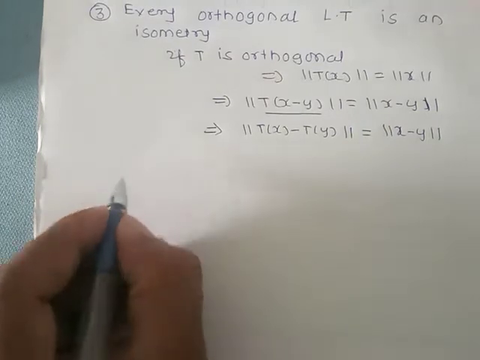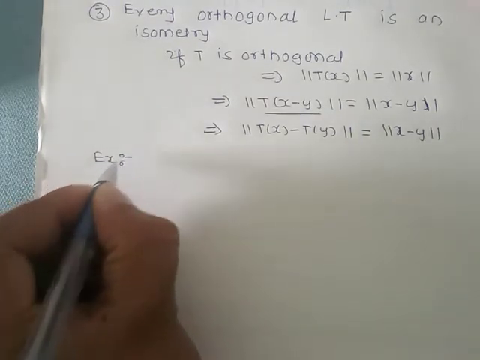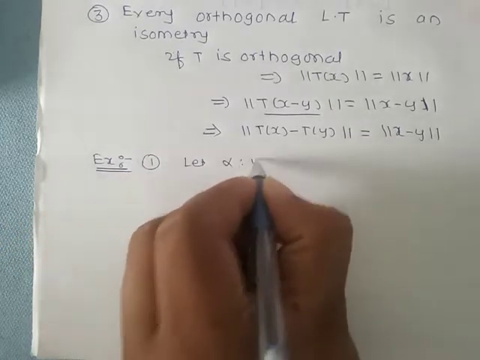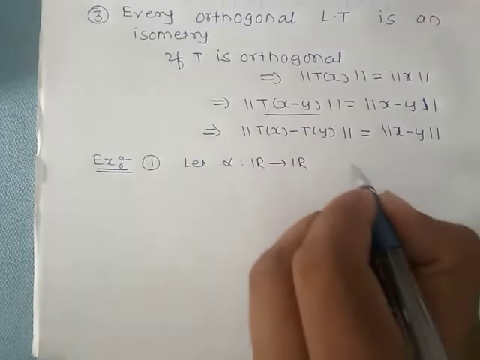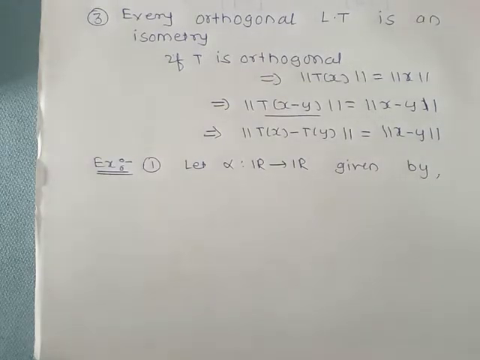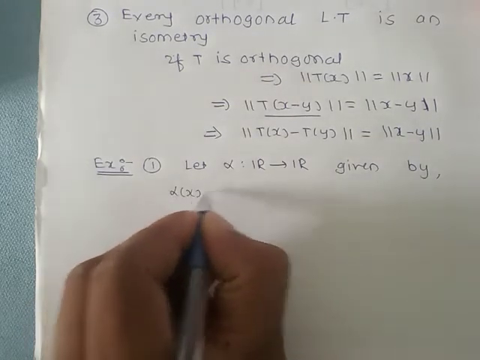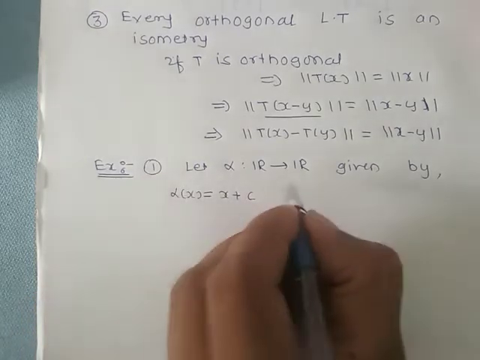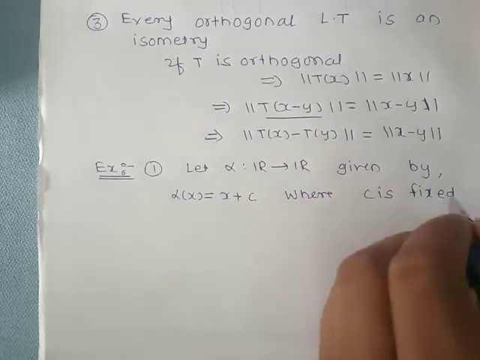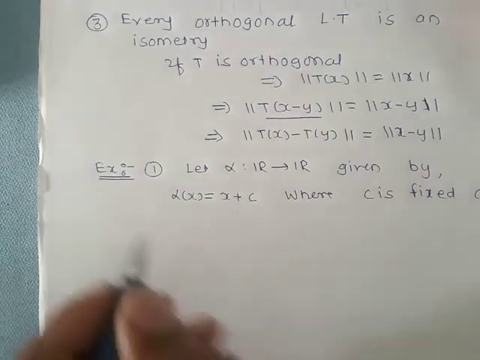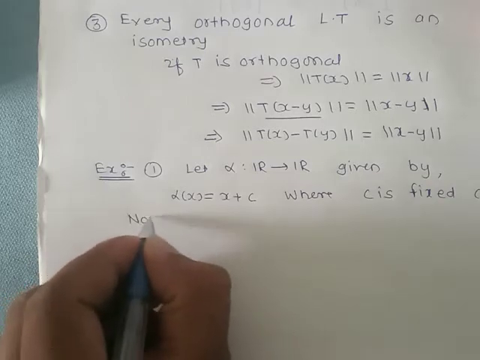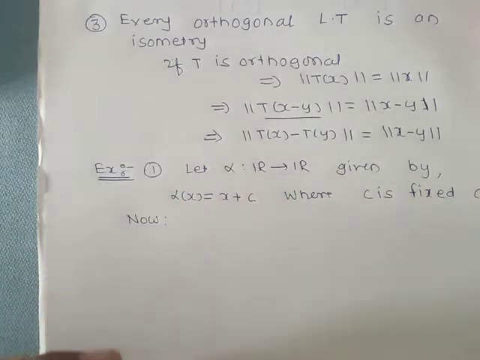Now we have some examples of isometry. First example, let alpha from R to R be given by alpha of x is equal to x plus c, where c is a fixed constant. Now we have to check whether this is an isometry or not.